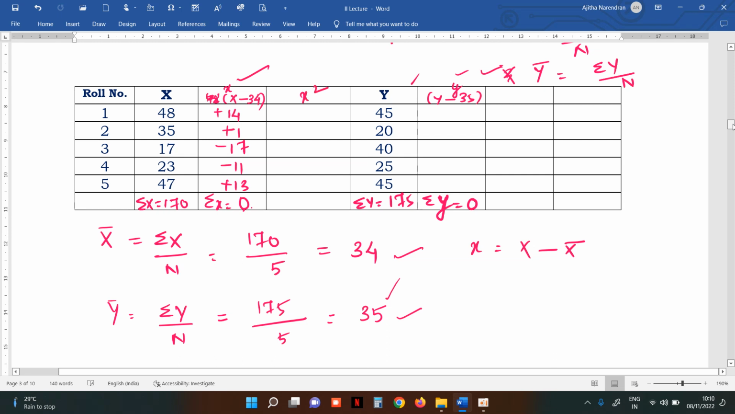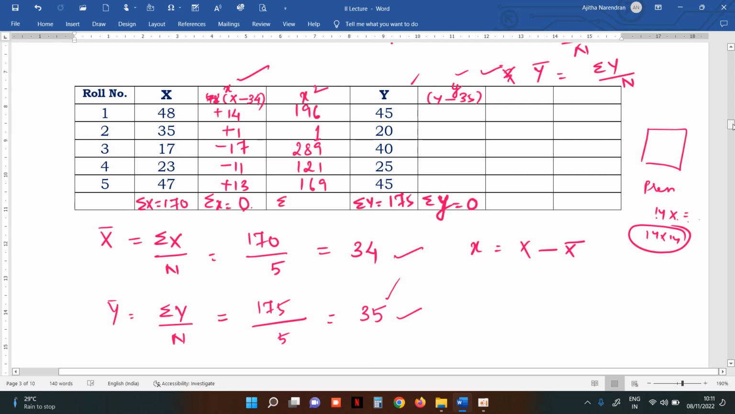14 into 14: while you are using the calculator, you just have to press 14 into equal to, and you will get the figure. No need to do 14 into 14 in the calculator. Just 14 into equal to, the value will get doubled. x square, write down 196, right? 11 into 11 is 121, 17 into 17 is 289, 13 into 13 is 169, right?